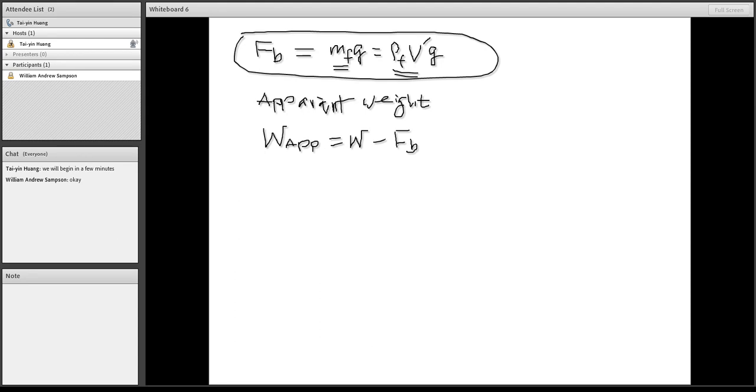And there are two more concepts from chapter 14 that students should be aware of. One is what we call the continuity equation. So what is the continuity equation? Basically, the continuity equation is another way of saying that mass is conserved.